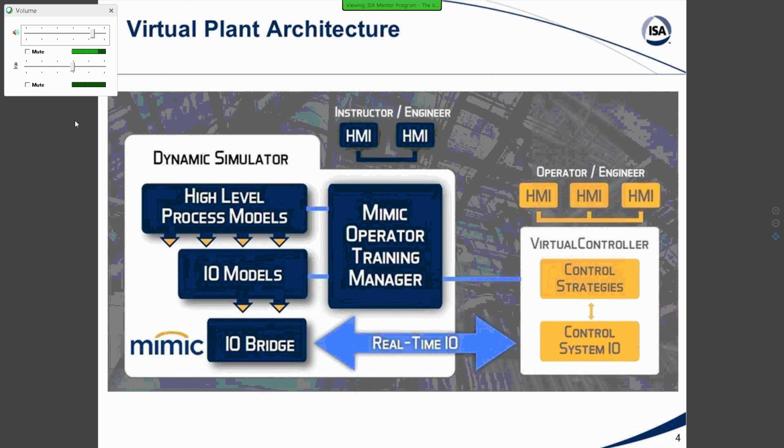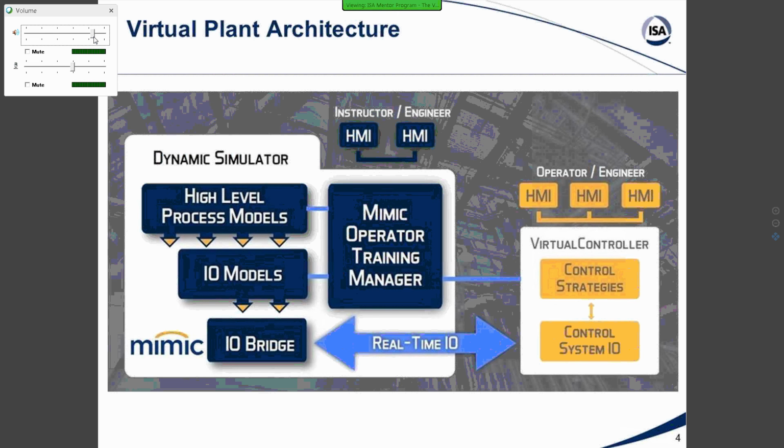On the simulation side, we've essentially ripped this control system from the plant and have replaced the plant with a dynamic simulator. And with the virtual plant, we have real-time I/O communicating to the same control system I/O through an I/O bridge with different I/O models and then high-level process models on top of that, which allows you to essentially run your entire plant in a virtual environment.